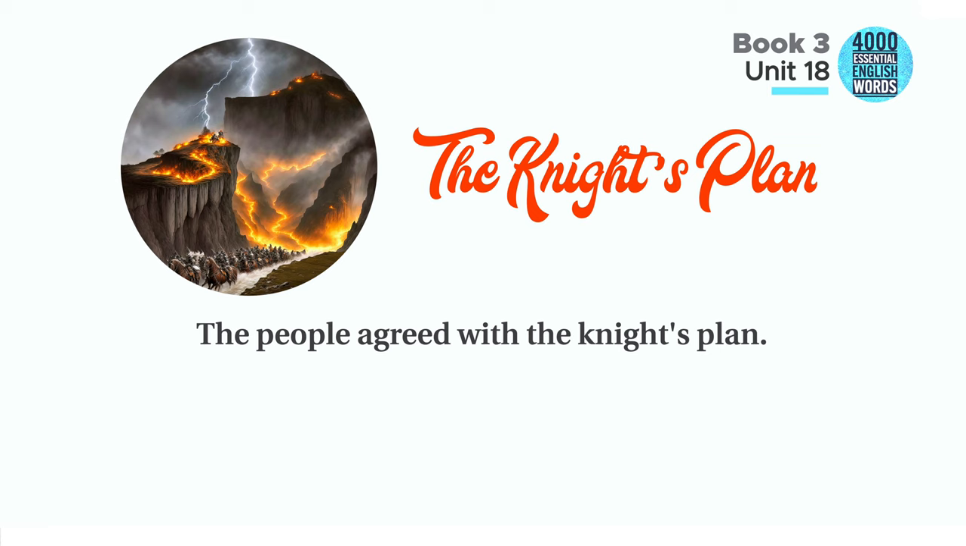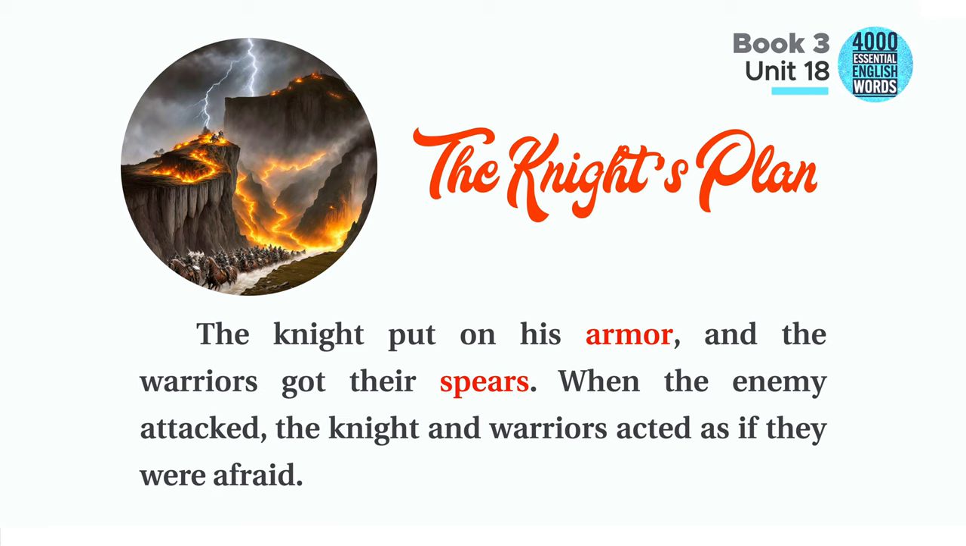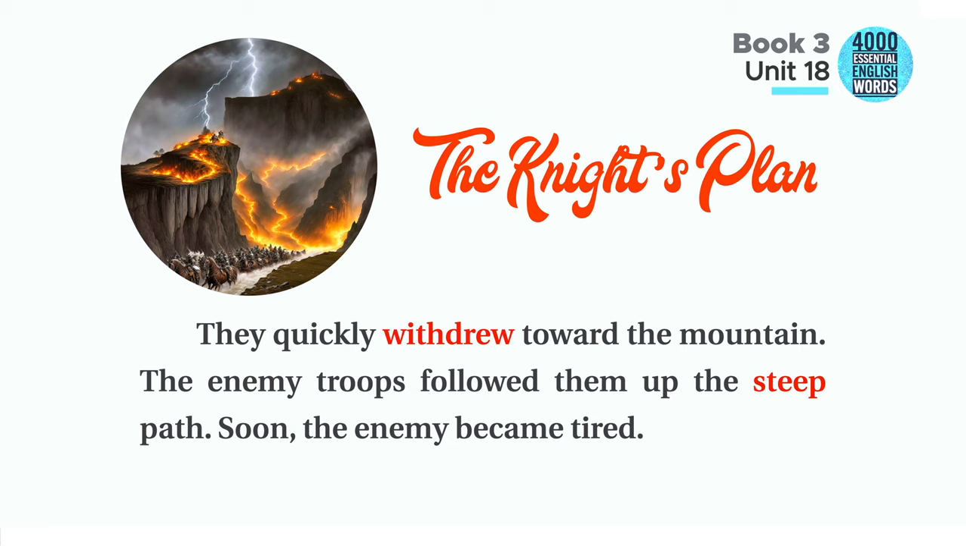The knight put on his armor, and the warriors got their spears. When the enemy attacked, the knight and warriors acted as if they were afraid. They quickly withdrew toward the mountain. The enemy troops followed them up the steep path. Soon, the enemy became tired.